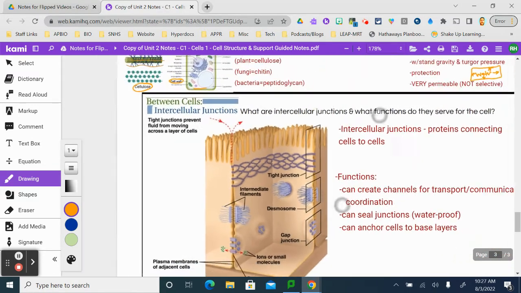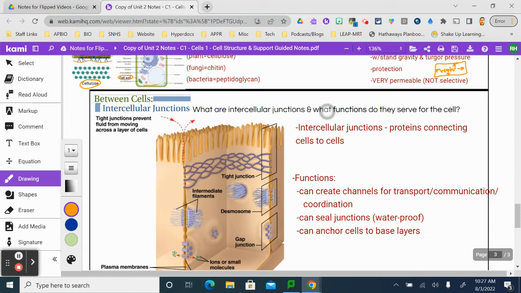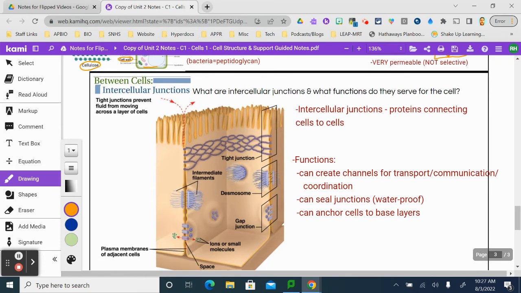Finally, let's end with one of those functions that I said is important when it comes to the proteins, which is the cell-to-cell junctions. Intercellular junctions are proteins that connect different cells together. Cells just aren't hanging out by themselves. They are united or joined together in some form so that we have this tissue. Remember that a group of cells that are held together is called a tissue. Functions of them: they can create channels for transport, communication, and coordination. They can provide waterproofing seals, and they can also anchor cells to base layers.